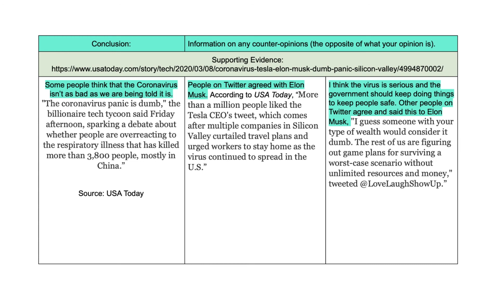And lastly, I wrote, I think the virus is serious and the government should keep doing things to keep people safe. Other people on Twitter agree and said this to Elon Musk: I guess someone with your type of wealth would consider it dumb. The rest of us are figuring out game plans for surviving a worst case scenario without unlimited resources and money. And that's the person's Twitter handle.